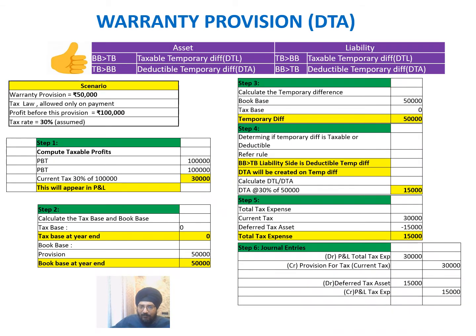Okay, so now we'll come to the third example. What we are saying, warranty provision. On warranty provision, it's an example of DTA. And why it is DTA, we'll quickly have a look at the example.